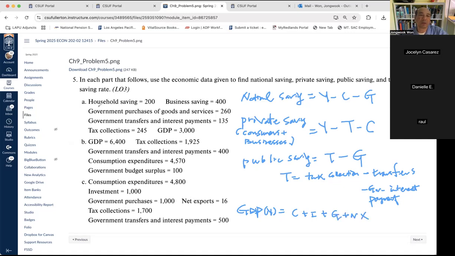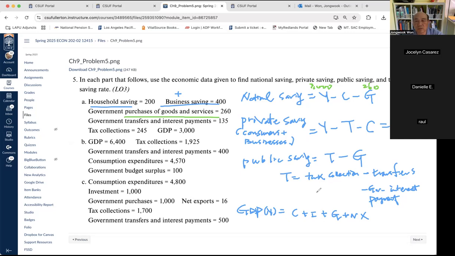Okay, first problem: household saving 200, business saving 400. So that is household and consumer, right? Private saving is 600 in this problem. Then GDP Y is 3,000. Government purchase of goods and services, G, is 260.